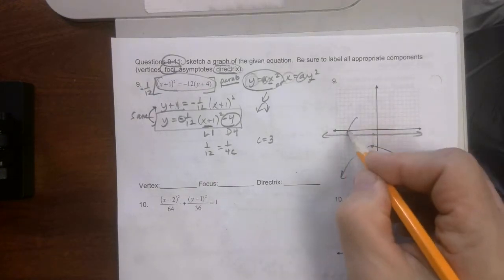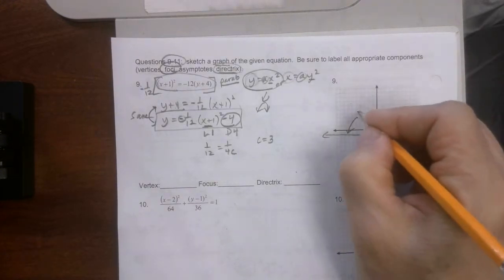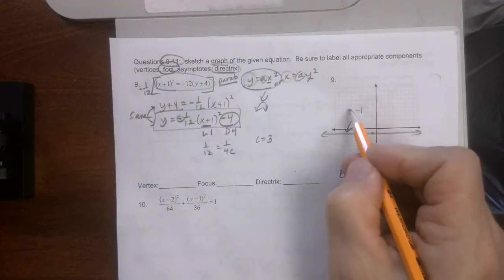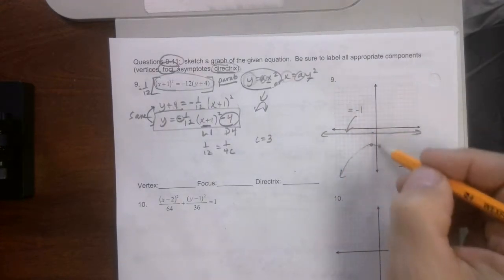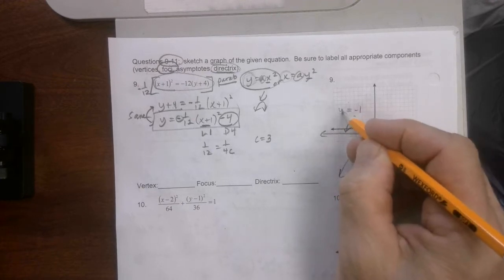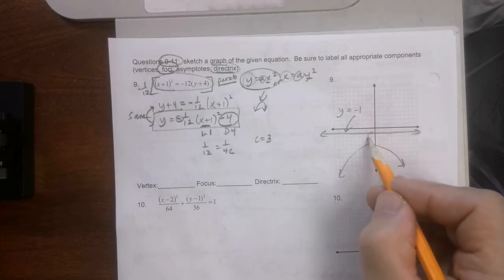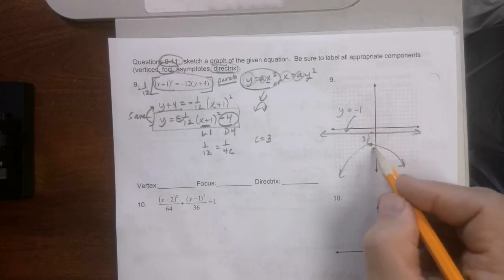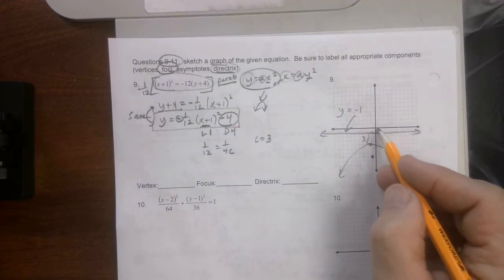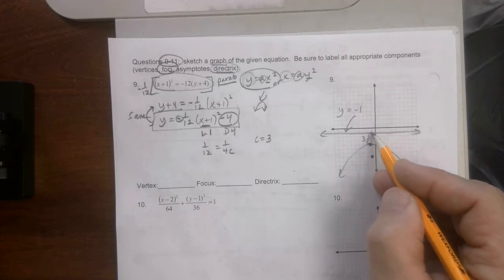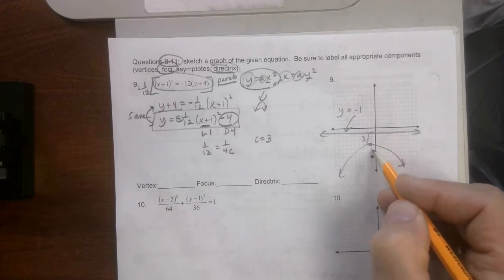So that is, a lot of students say this, negative 1. That will be wrong every time. It crosses the y-axis right here, so it's going to be y equals negative 1. Now, if this distance right here is 3, then I also have to go 1, 2, 3 to find the focus. And that is negative 1, and then 1, 2, 3, 4, 5, 6, 7.